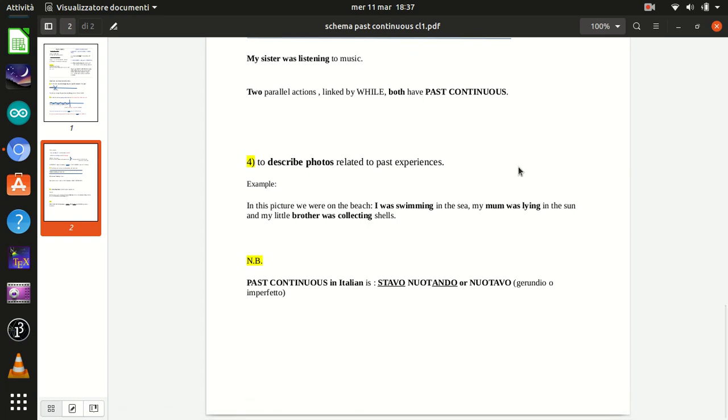Situation number four. Past continuous is used also to describe photos, especially when these photos are related to past experiences or to history. For example, I'm talking with a friend of mine about my holiday. I'm going to show her one of my photos and I say, in this picture we were on the beach. I was swimming in the sea, my mom was lying in the sun and my little brother was collecting shells.